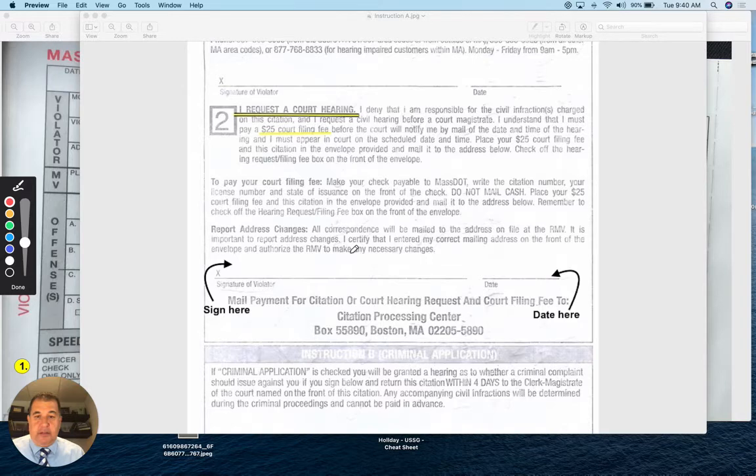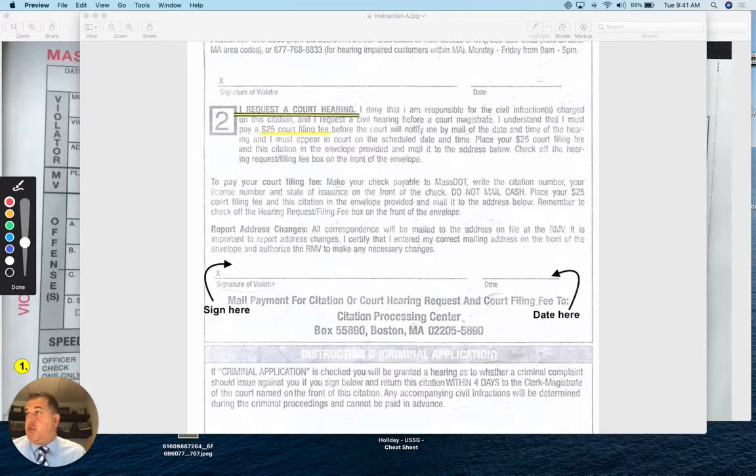Oftentimes what I say to clients is, just give me the citation, sign it, give me the $25, and we'll send it in for you, and that's actually going to help prove it as well. We send a cover letter, and we have proof of it, and if the court ever questions it, we say, hey, listen, we definitely did this, and here's the proof of it. So that's really important to do, okay? That's how you handle a civil offense.